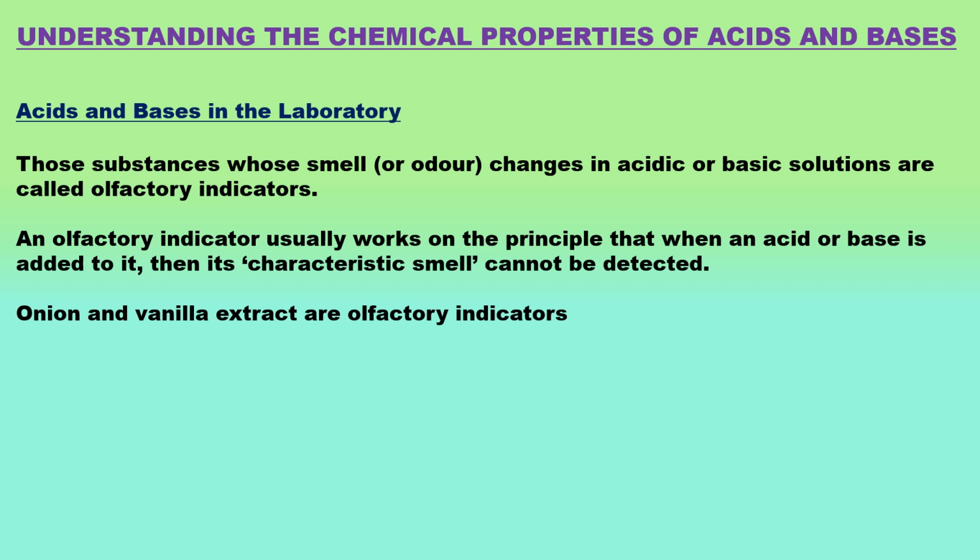Onion has a characteristic smell. When a basic solution like sodium hydroxide solution is added to a cloth strip treated with onions, or onion extract, then the onion smell cannot be detected. An acidic solution like hydrochloric acid, however, does not destroy the smell of onions. This can be used as a test for acids and bases.